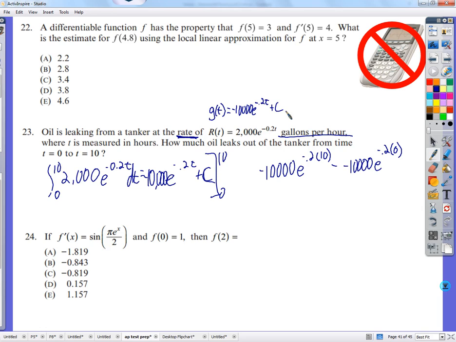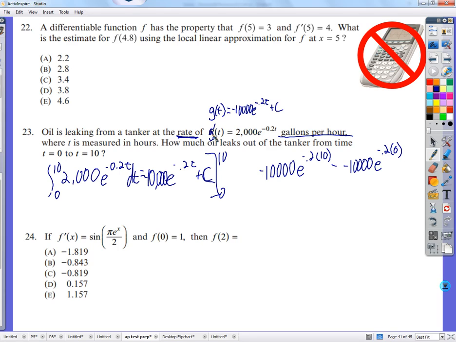So you take the derivative of that? If you take the derivative of this, we get this. So we can call this r of t, or we can call this g prime of t. It's the same thing. Okay. Because the rate is how fast the gallons are changing.